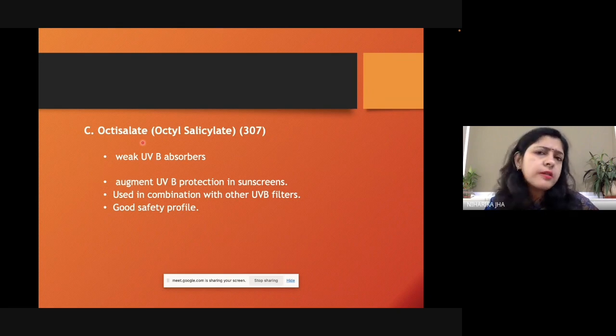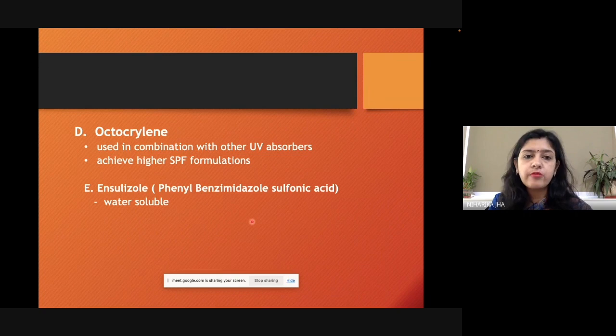Now, it is not the principal or the main UVB absorber. It is a weak UVB absorber. So, how does it find its use in sunscreen? Basically, what it does is that it augments the UVB protection in sunscreen. So it is not the main UVB absorber, but it augments the UVB absorption in the sunscreen. So that is why it is used in combination with the other UVB filter. It has got a good safety profile.